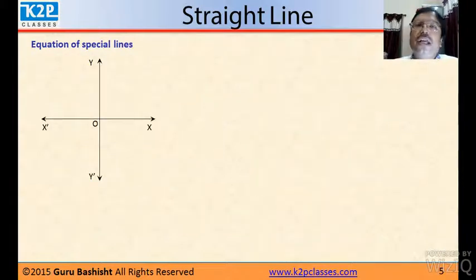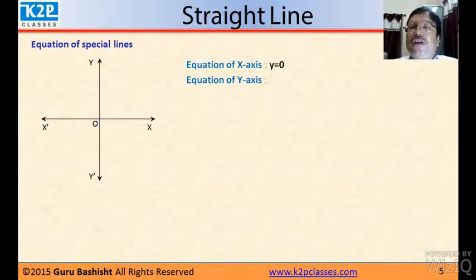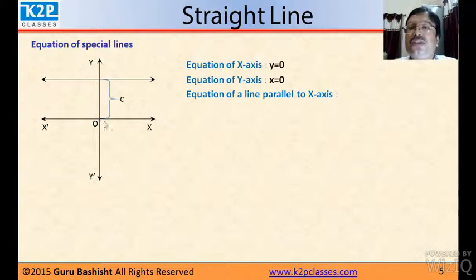Now, equations of special lines. The equation of the x-axis is y equals 0. You take any point here, y will be 0. For the equation of the y-axis, you take any point here and x will be 0. The equation of a line parallel to the x-axis, whose distance is c from the x-axis: take any point here, y will be c.